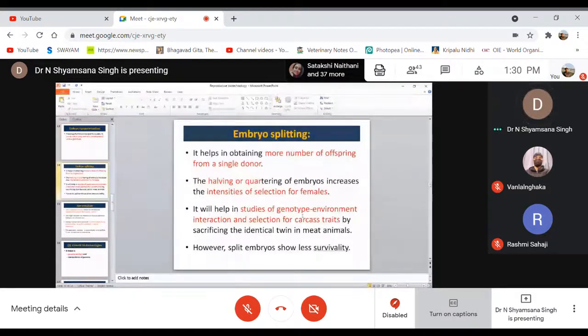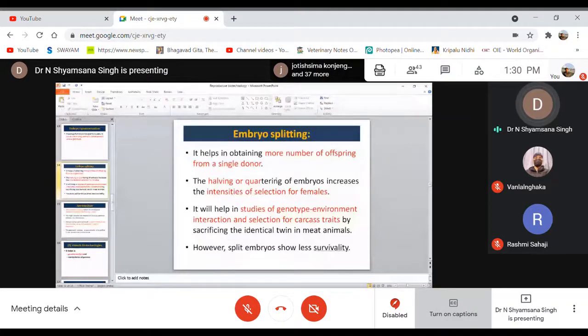That means once one embryo is collected, it can be divided into many embryos. This particular embryo is from some outstanding animal. So in that way, we can have many superior offspring from one particular individual by doing this embryo splitting.